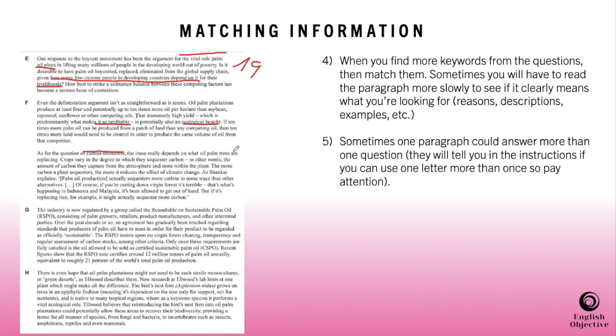The issue really depends on what palm oil trees are replacing. Crops vary in the degree to which they capture carbon from the atmosphere. The more carbon captured, the more it reduces the effect of climate change. Palm oil is better in some ways than others. Cutting down virgin forests is terrible. That's what's happening in Indonesia and Malaysia. It's been getting out of hand. For example, I actually sequester more carbon.